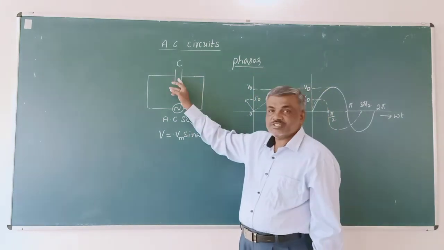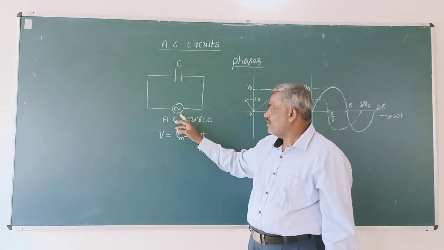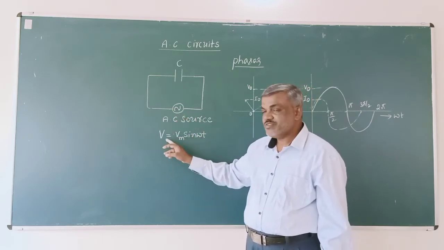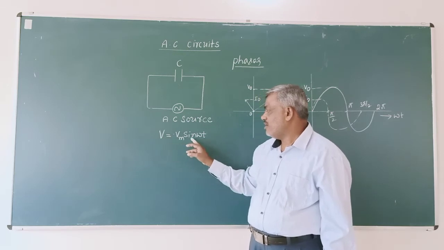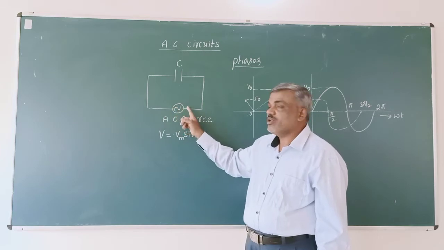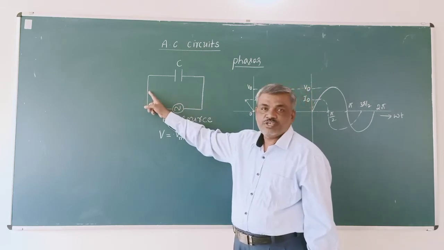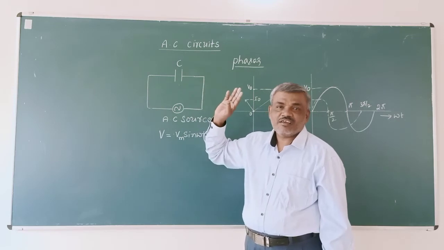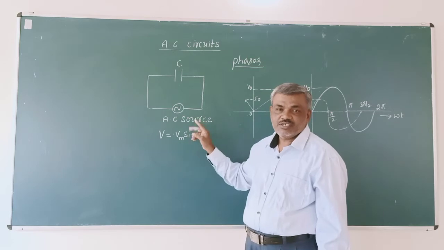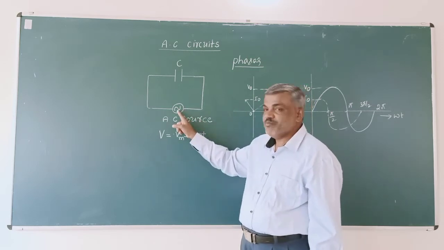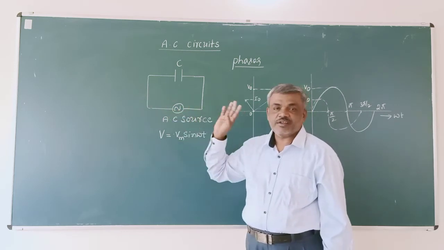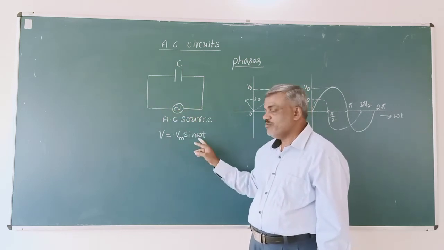Now, a pure capacitor C is connected in series with an AC source. The AC source voltage is V equal to Vm sin omega t. Now you observe that the circuit does not indicate polarity. This symbol represents an AC source, so you do not mention polarity and arrow mark.